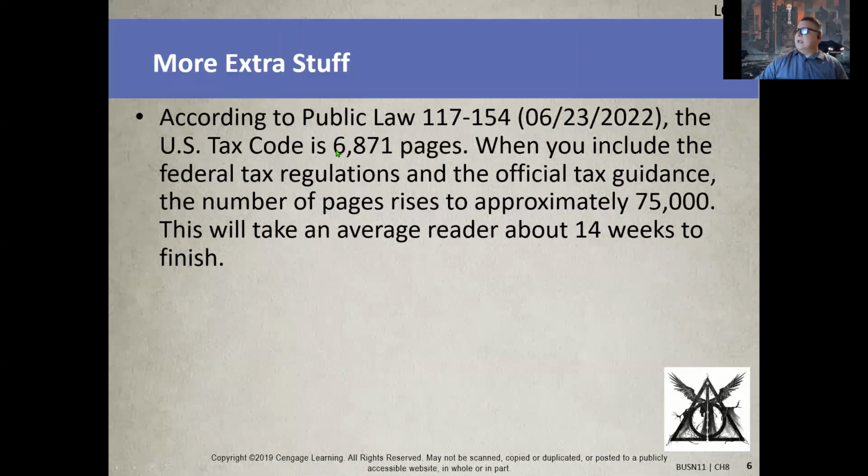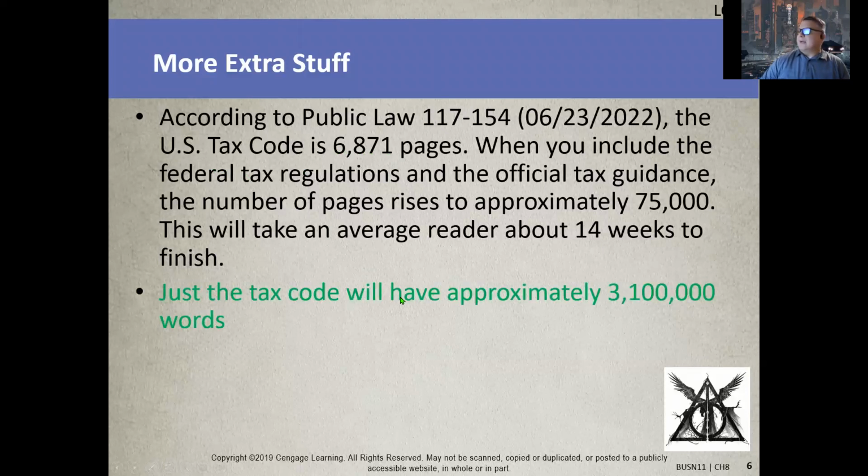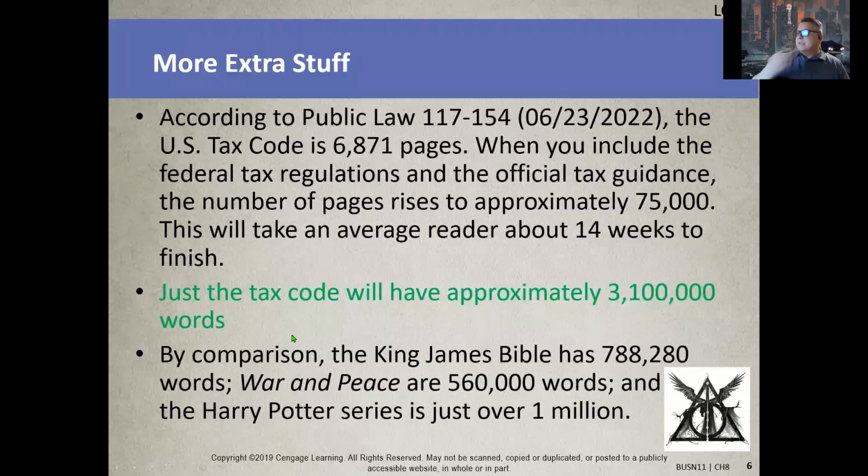So we see, and what we're going to concentrate on is the 6,871 pages of the actual tax code. The tax code will have approximately, at that size, 3,100 words. So that's a lot. And to give you a frame of reference, the King James Bible has 788,280 words. War and Peace is 560 words. And the entire Harry Potter series is over 1 million. So you see, I got the Deathly Hallows over there. If anybody's been around me more than 5 minutes, no, I can bring Harry into anything.